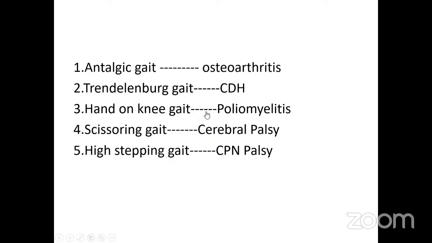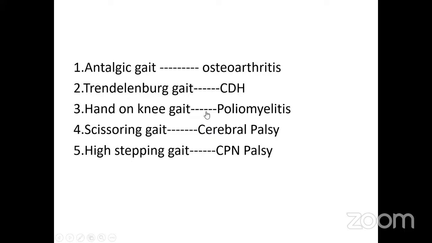Then hand-on-knee gait, usually in quadriceps palsy. The locker of the knee is actually the vastus medialis obliquus muscle, and the unlocker of the knee is popliteus. When the patient has a weak quadriceps, the patient is not able to lock the knee, so the patient uses his hand to lock the knee. You might have seen people walking with their hands on the knee, and that is classically seen in poliomyelitis, that is post-polio residual paralysis.